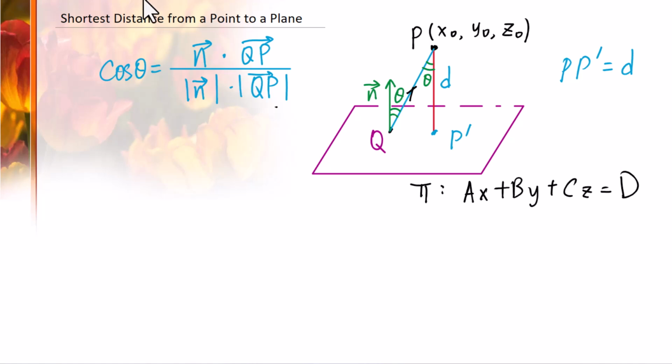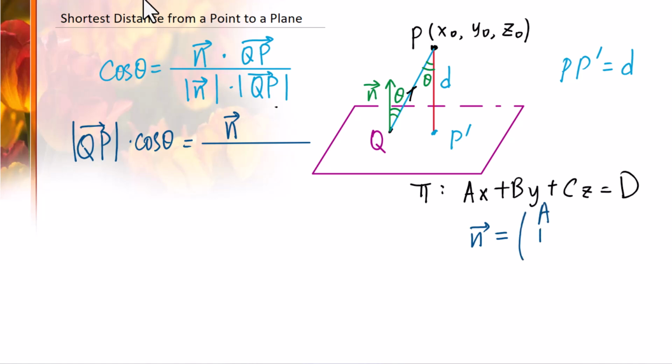Multiply both sides by the absolute value of vector qp. We got the absolute value of vector qp times cosine theta equals vector n dot qp over the absolute value of vector n. We know vector n equals a, b, c.